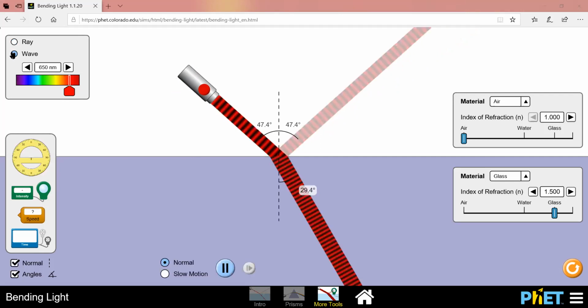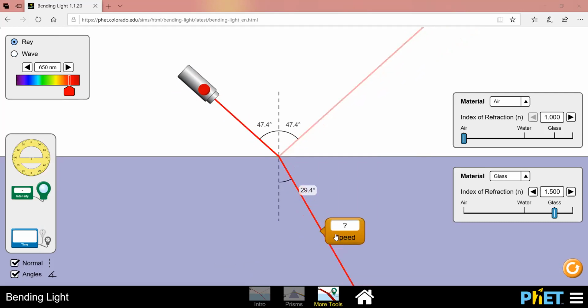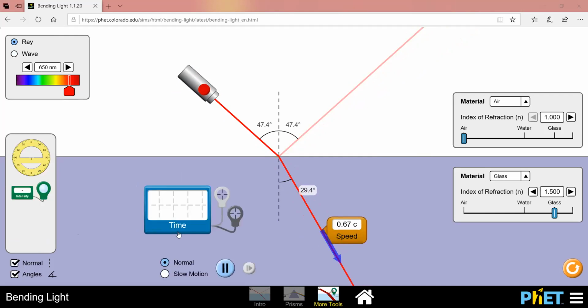Again, you can change it to wave. You can measure the speed, but you need to be accurate in this way. You have to put it exactly on the ray. You can measure the time for the first ray and for the second ray as well. So here is how you are going to find them.